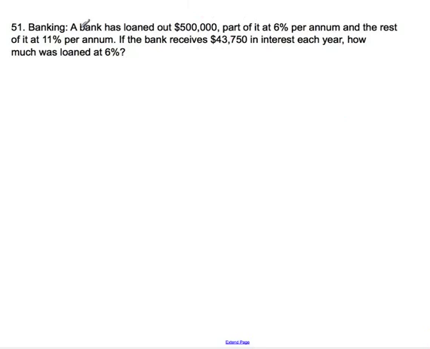So this one is: a bank has loaned out 500,000, part at 6%, and the other part at 11%. Anytime we talk about interest, we need to have this in the back of our mind: interest equals principal times rate. So I know that eventually my interest is going to be 43,750. The 500,000 is going to be loaned, part at 6%, and the rest at 11%, and eventually they're going to get 43,750. I want to know how much it's going to be at 6%.